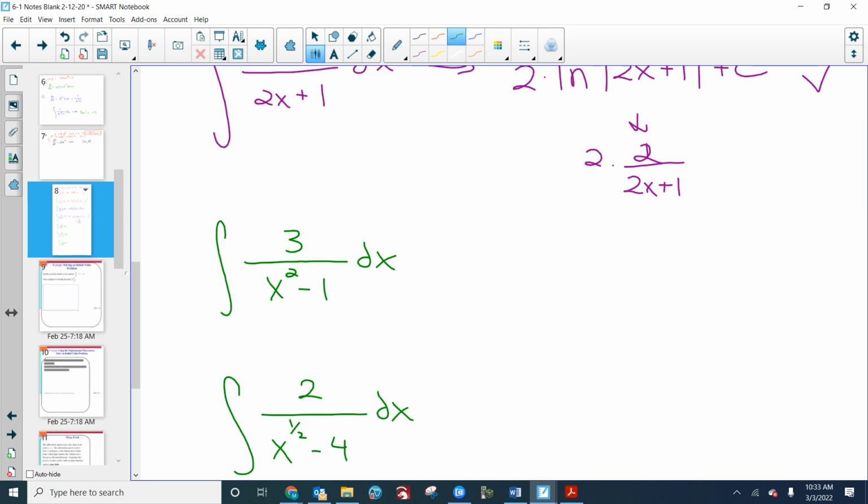Well, yeah, if you put a 1 over 2x. Or 3 over 2x. Hey, ln hasn't failed yet.